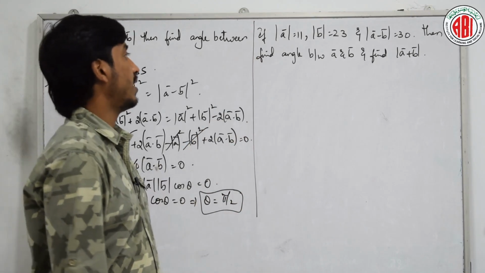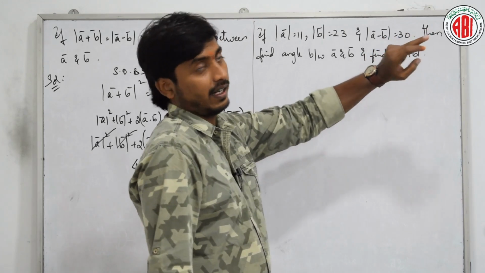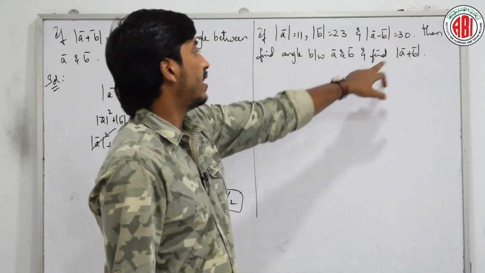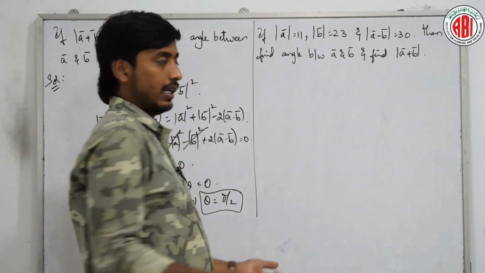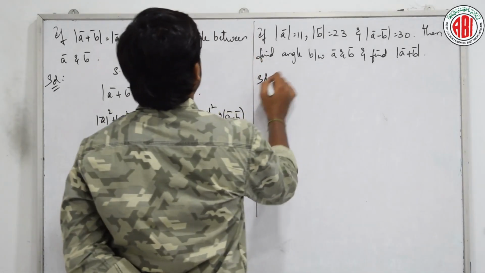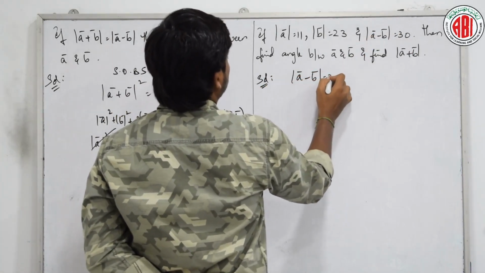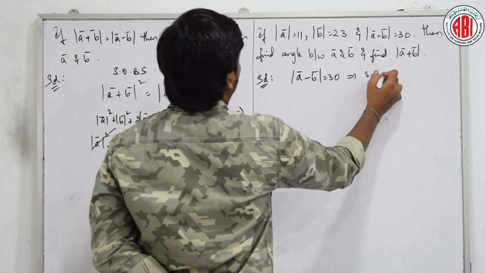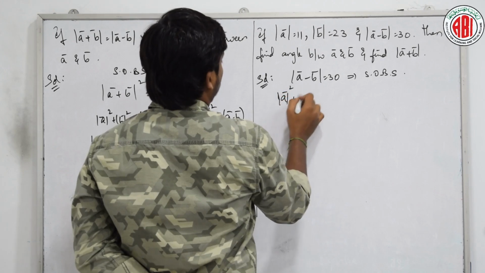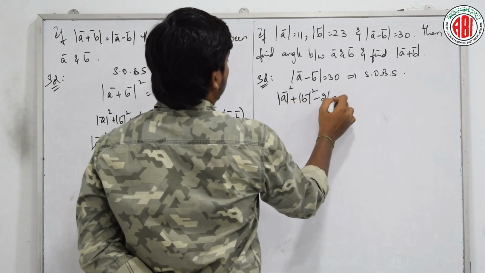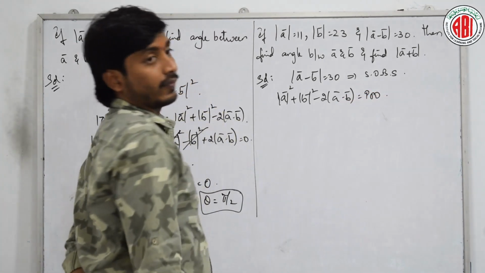Similarly, let us find out the next question. Mod a is 11, mod b is 23 and mod a minus b is 30. Then the angle between a and b we have to find, and we have to find mod a plus b also. Can we find? See here. Let us take this first. Mod a minus b is 30. Let us square on both sides. Then it will be mod a whole square plus mod b whole square minus 2 a dot b equal to 30 square, which is 900. Isn't it?